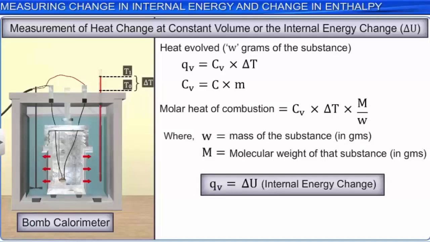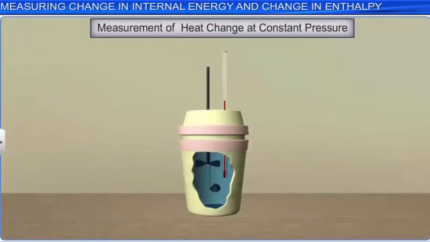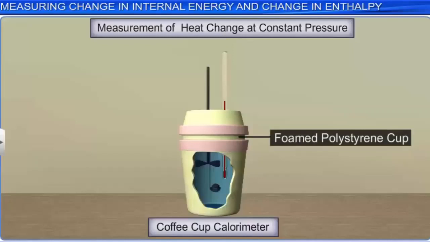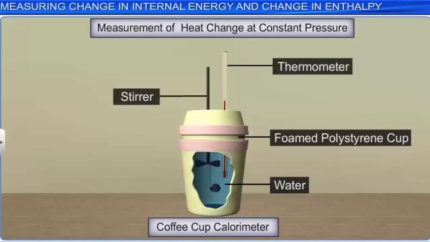Let us now measure the heat changes at constant pressure. To measure the heat changes at constant pressure, a device known as a coffee cup calorimeter is used. These calorimeters are open to the atmosphere, so these measure heat changes at constant pressure. This calorimeter is a foamed polystyrene cup partially filled with a known volume of water and fitted with a stirrer and a thermometer inserted through the lid of the cup. When a reaction occurs in the coffee cup calorimeter, the heat change is measured in terms of the change in the temperature of the system.